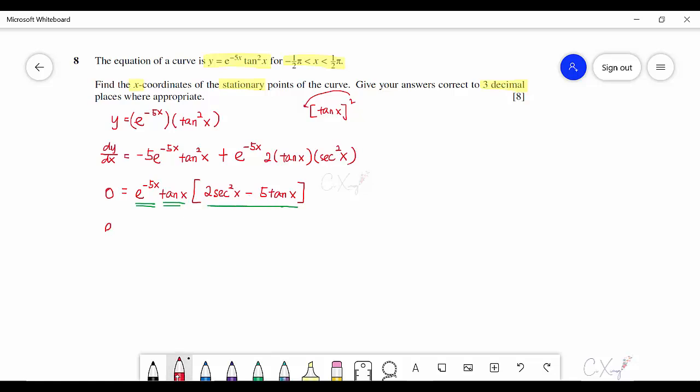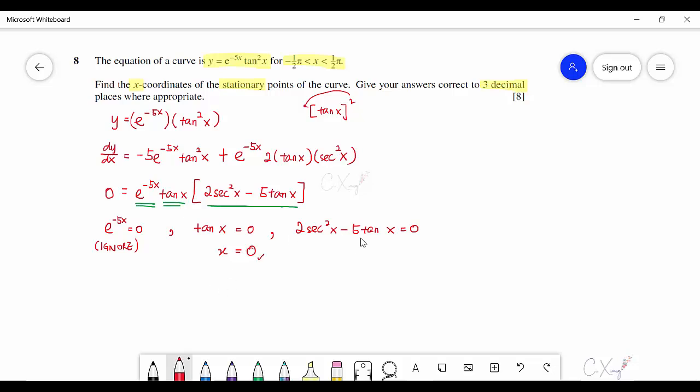So we have e^(-5x) equals 0. Secondly, we have tan x equals 0. And also 2sec²x minus 5tan x equals 0. When you try to solve the first one by taking ln both sides to get the value of x, you will get a math error. Therefore you cannot get any solution from here, so we ignore this part. For tan x equals 0, you take tan inverse of 0, and the x value you will get is 0. So this might be one of our solutions.